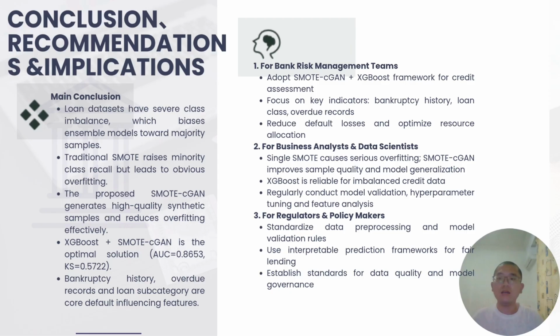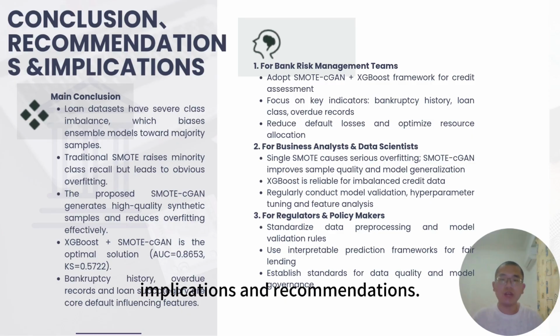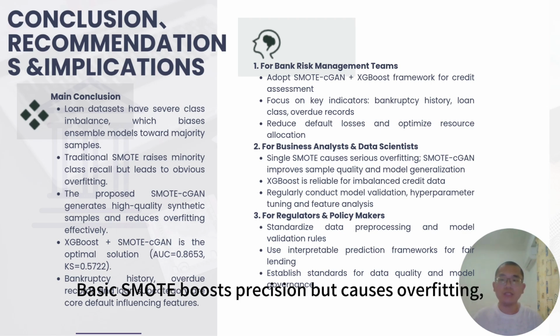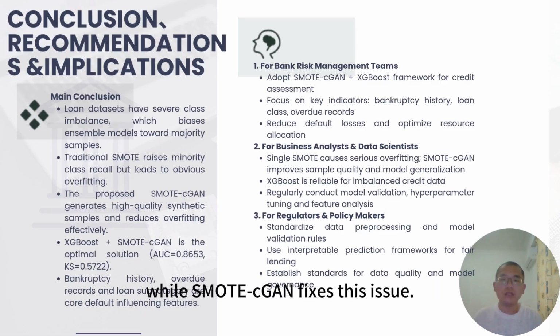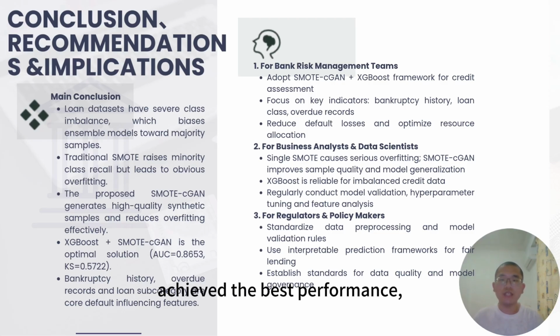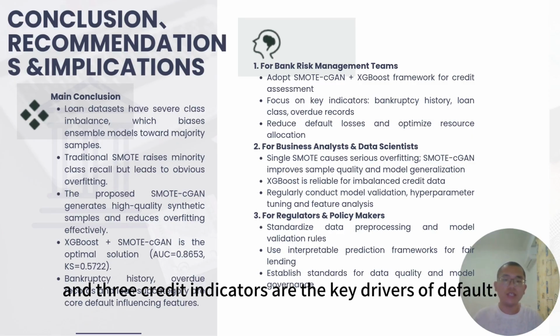Finally, let's look at the conclusion, implications, and recommendations. First, the main findings. Loan data suffers severe class imbalance. Basic SMOTE boosts precision but causes overfitting. Well, SMOTE-CGAN fixes this issue. The combination of XGBoost and SMOTE-CGAN achieved the best performance, and 3 credit indicators are the key drivers of default.